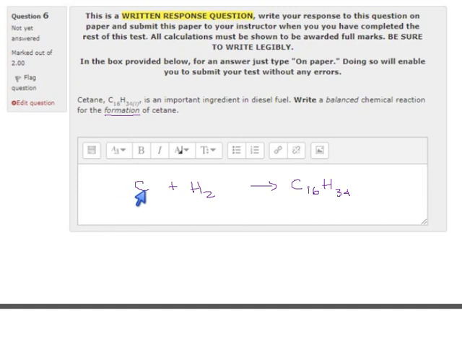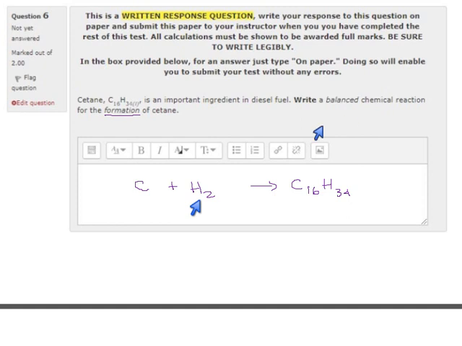Carbon doesn't have a subscript. When you find carbon, it's typically C, or sometimes they write Cn, but the standard formula unit for carbon is just a single carbon. And for hydrogen, that's a diatomic gas, so we write H2. And from those things, we're going to produce cetane.